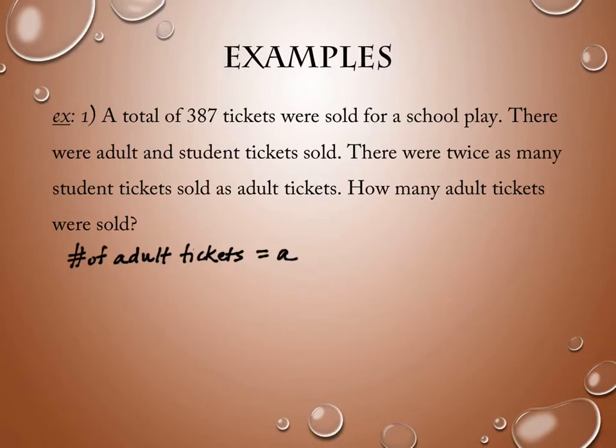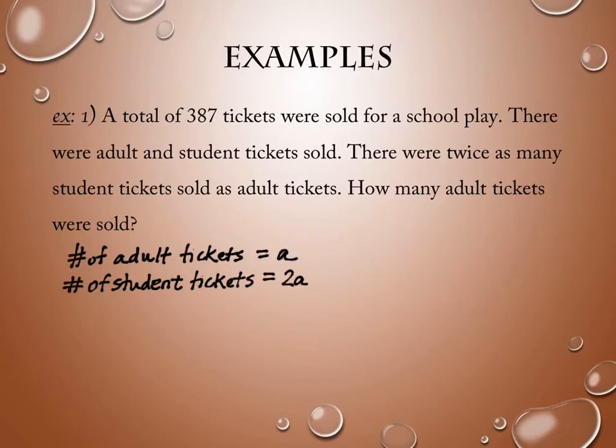So let's take a look at the relationship now again between the tickets that were adult tickets and student tickets. It says the number of adult tickets is A, and you already told me before that we don't know the number of student tickets, right? That's an unknown. But it's related to the number of adult tickets. How? It's 2 times that. So if A is the number of adult tickets, how could I represent the number of student tickets? 2A.